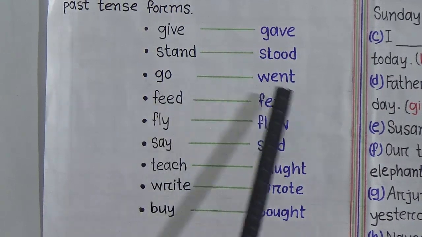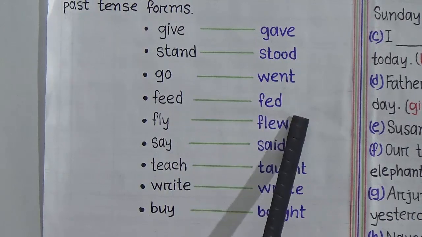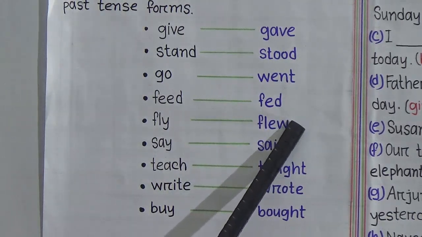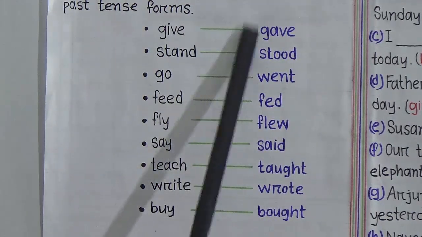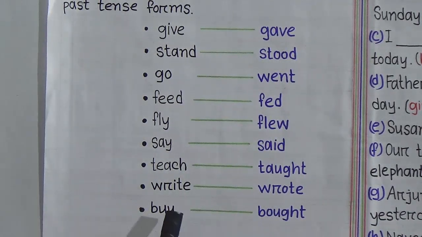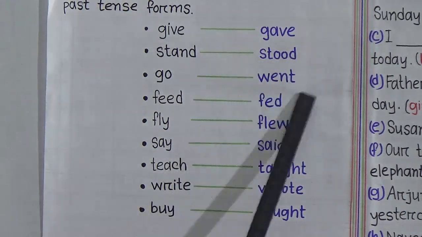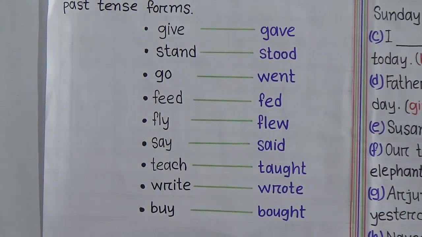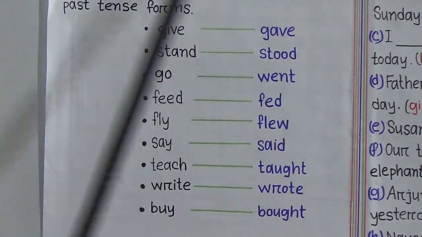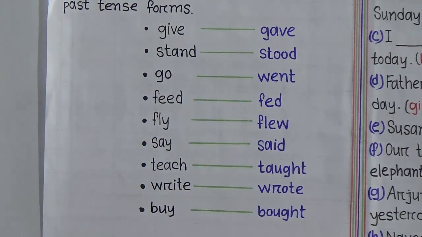And here feed, fed. We decrease one E and write F-E-D, fed, to make the past form. Like this, sometimes we change a letter or two letters and sometimes we add more letters. Look here, buy, bought. We add some more letters and sometimes we change the word totally, go, went. Like this you have to make past tense, and students, you have to memorize this because you can't add d or ed at the end of these words.